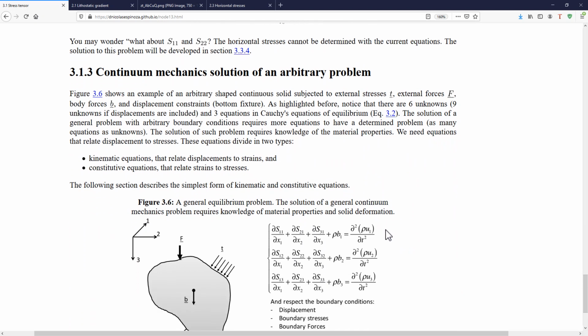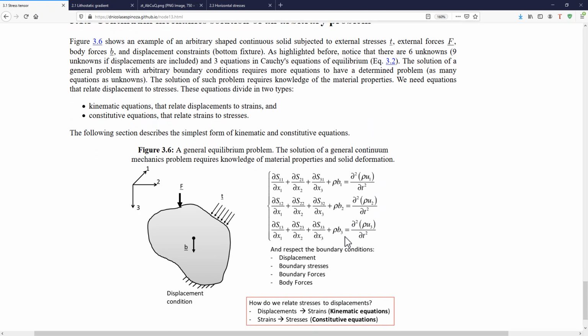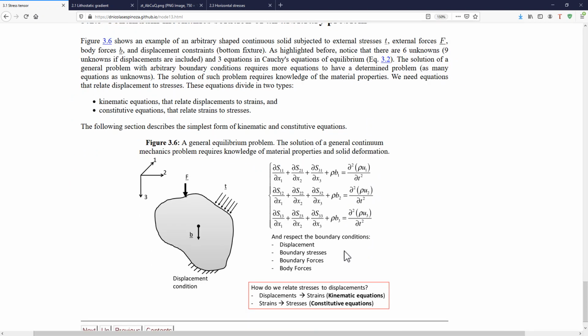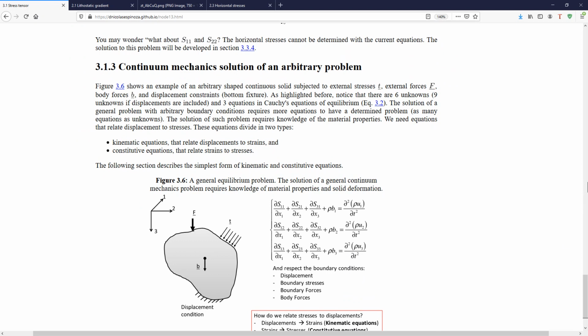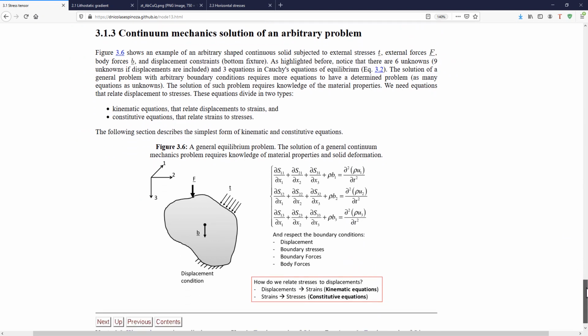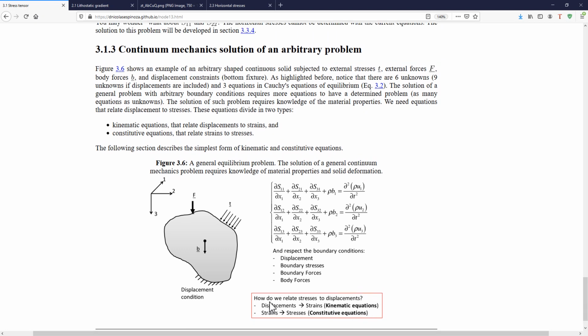One last thing to say is that this is not the only equation that we need in order to solve a general continuum mechanics problem, but we're also going to need what are called the kinematic and the constitutive equations. The kinematic equations relate displacement to strains, and the constitutive equations relate strain to stresses and depend on the material properties. We are going to see these kinematic equations next, and we're going to see in detail what these constitutive equations are. Once we combine these three sets of equations, the equilibrium equations, the kinematic equations, and the constitutive equations, we're going to be able to solve any problem of continuum mechanics.